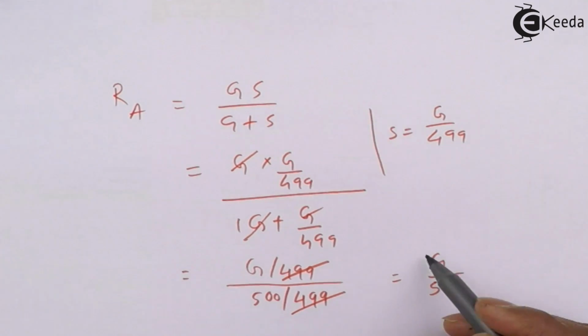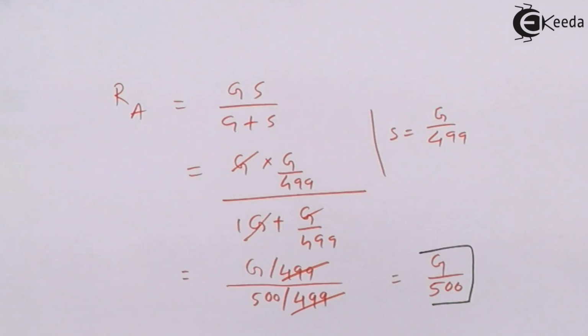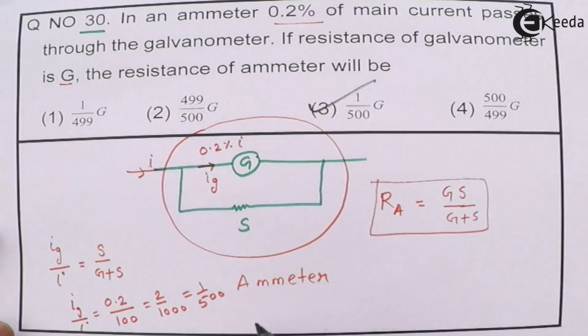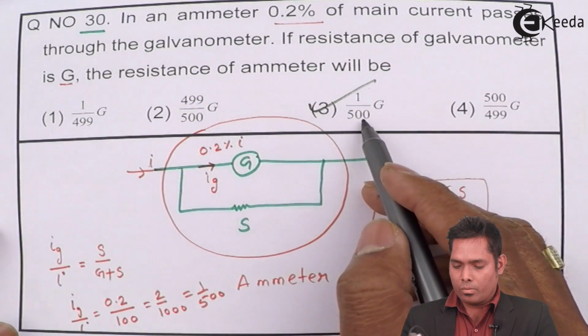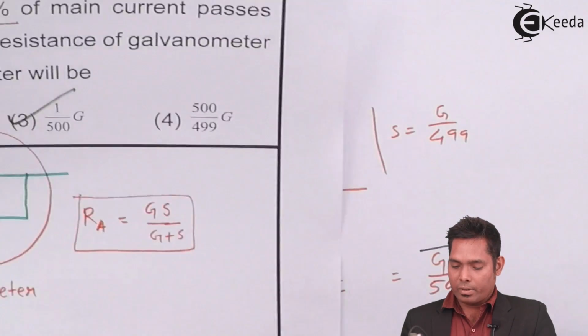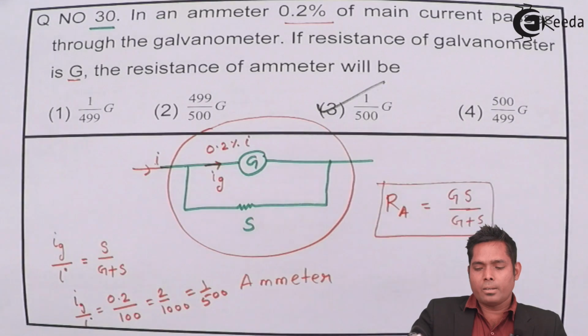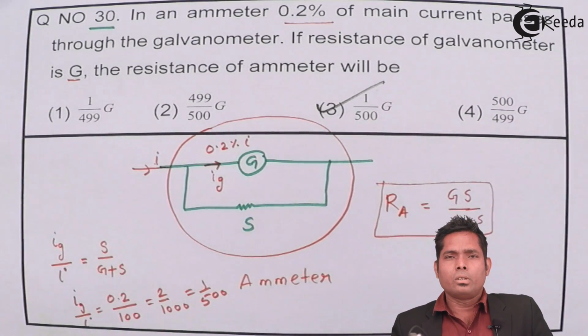So this is the resistance of the ammeter we are getting, and if I see the options, it is option number 3, which is G divided by 500. So students, that is the answer to question number 30, and thank you very much for watching the video.